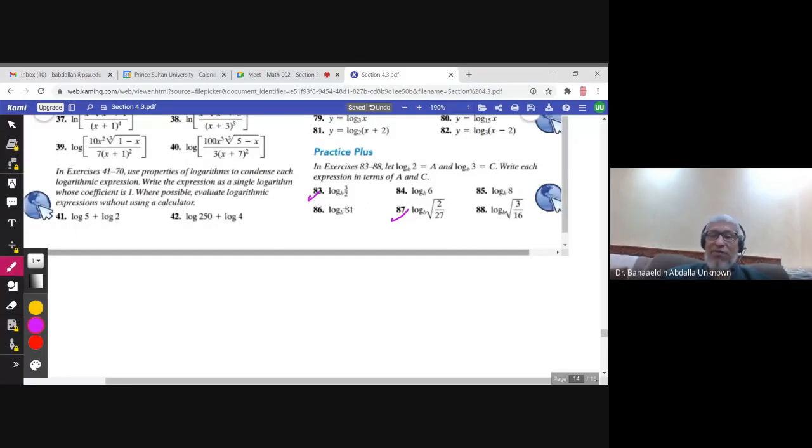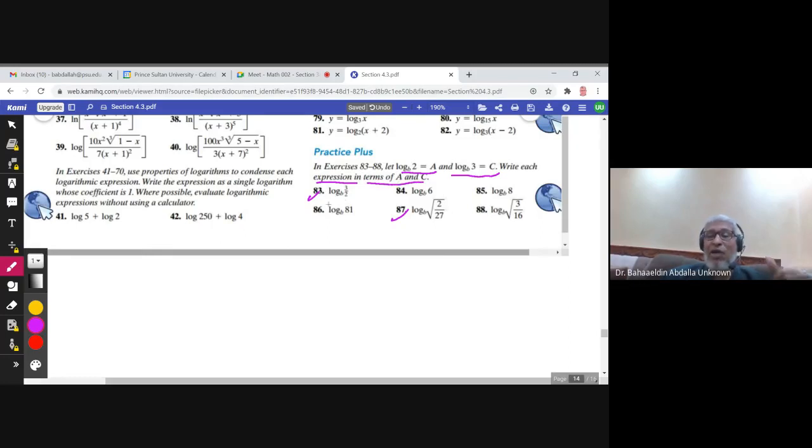Practice plus. This is after you finish all the exercises. This is practice plus, usually somewhat more difficult than the usual exercises. If log 2 to the base b is A, so let this equal capital A, and log 3 to the base b is capital C. Write each expression in terms of A and C.